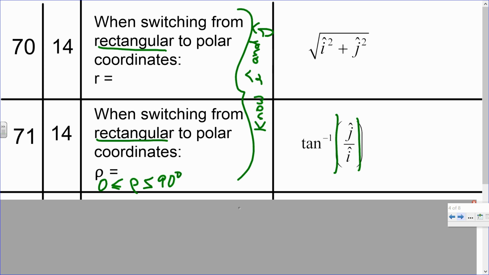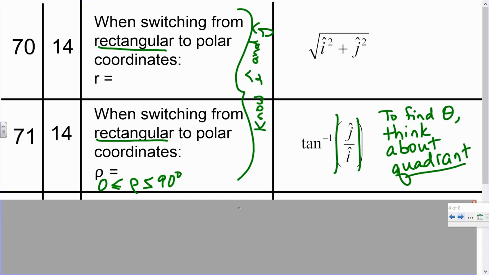When we are finished, to figure out the real angle, so to find the actual angle theta, we will think about which quadrant we really need to be in. Will the real angle really be between 0 and 90, between 90 and 180, between 180 and 270, between 270 and 360? And we'll talk on the next slide about the geometry of how we figure that out.